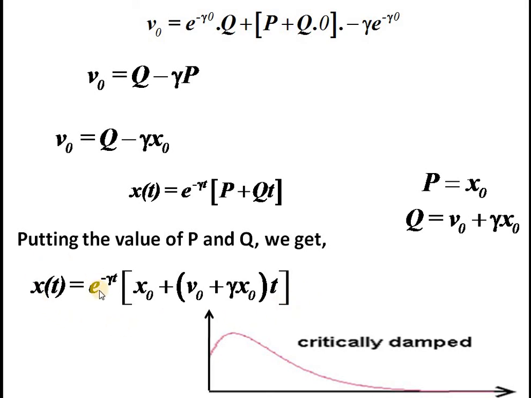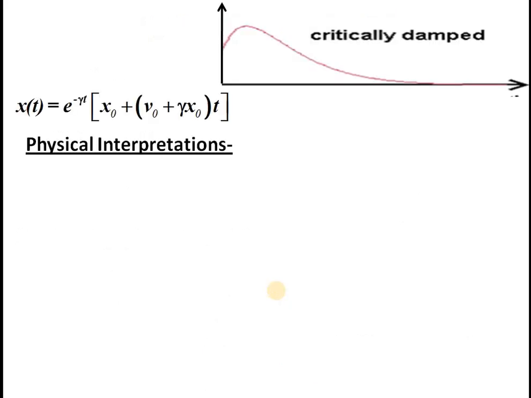x of t is equal to e raised to minus gamma t into x0 plus v0 plus gamma x0 into t. Okay, so this is the final solution. It seems to be a complicated function, but you can easily understand it. Let us interpret its physical meaning. What is the physical interpretation of this equation?